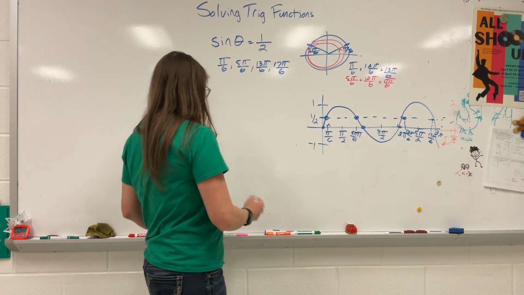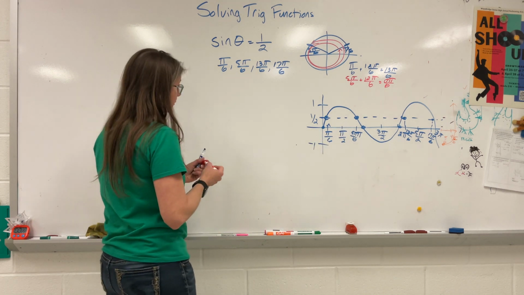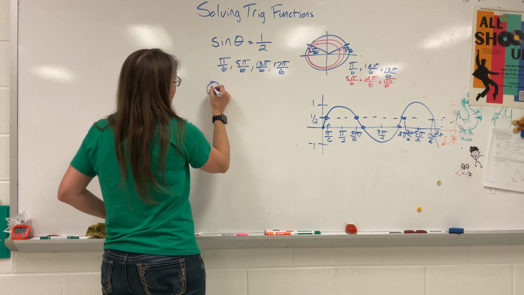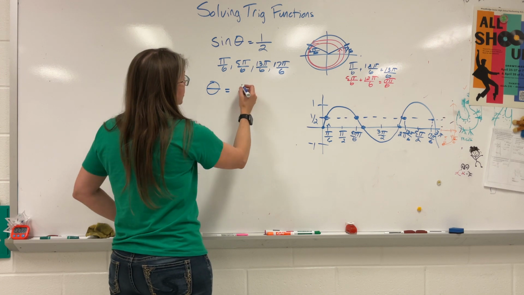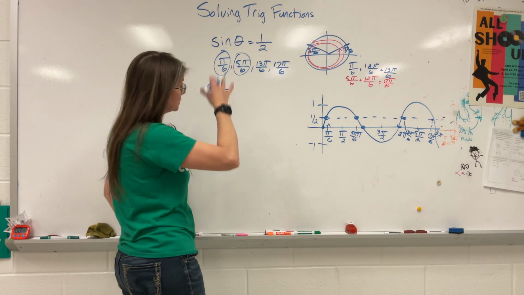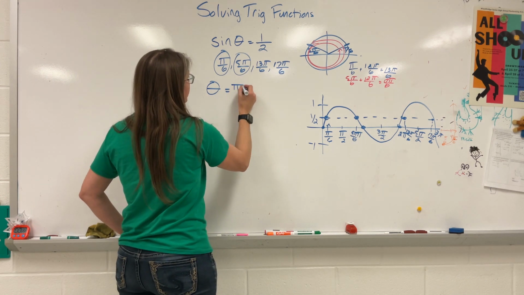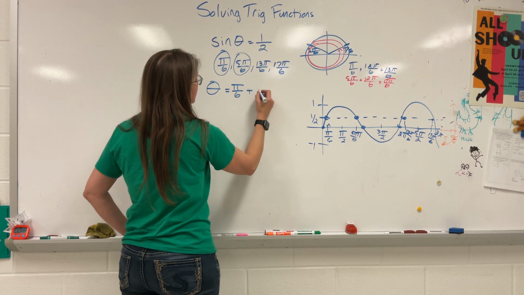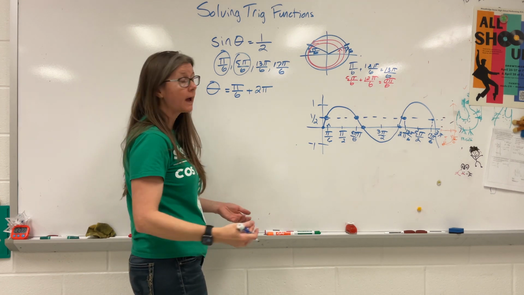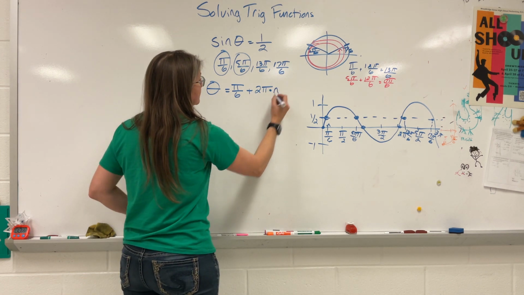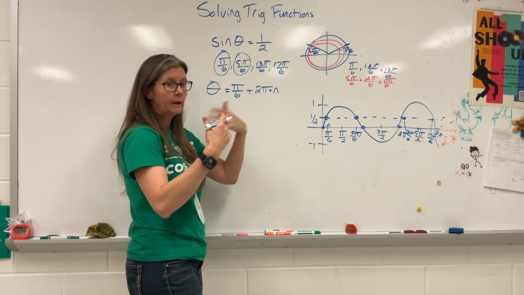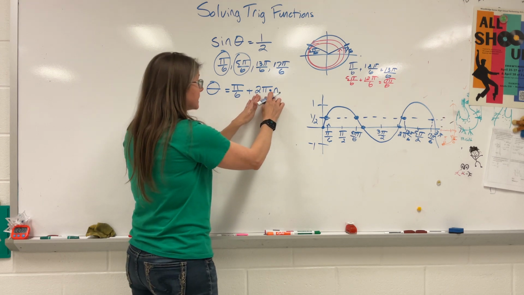Now, how do we write that? That's the bigger question. How are we going to write all of what theta is equal to? This is actually pretty easy. We look at our base angles, pi over 6 and 5 pi over 6, the ones in the unit circle, and I know it's going to be that angle and any coterminal angle. And how I find my coterminal angles is I add 2 pi. But I can add 2 pi n number of times. I could add 2 pi times 0, so I would just not be adding anything. I could add 2 pi times 1.